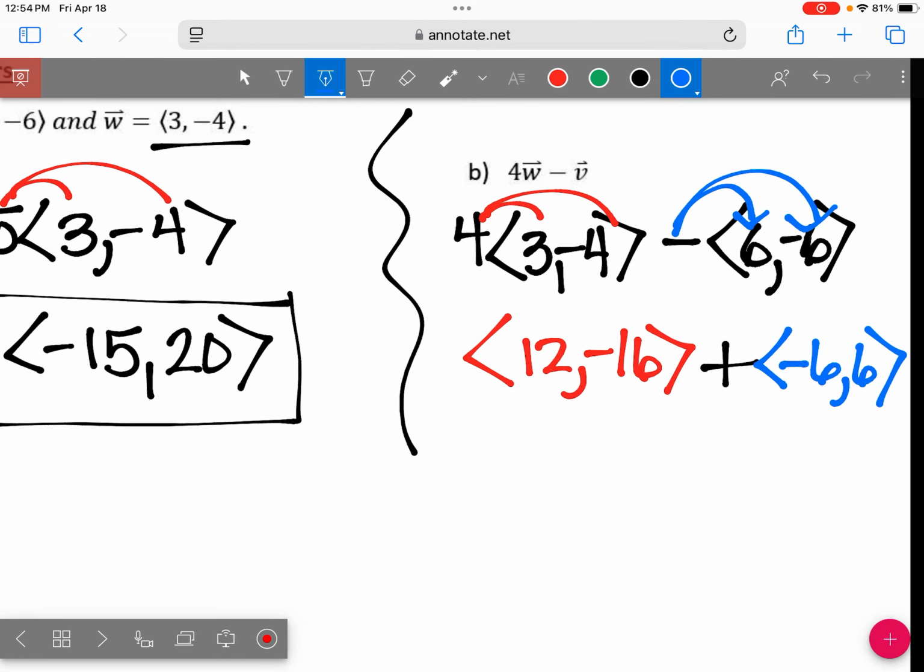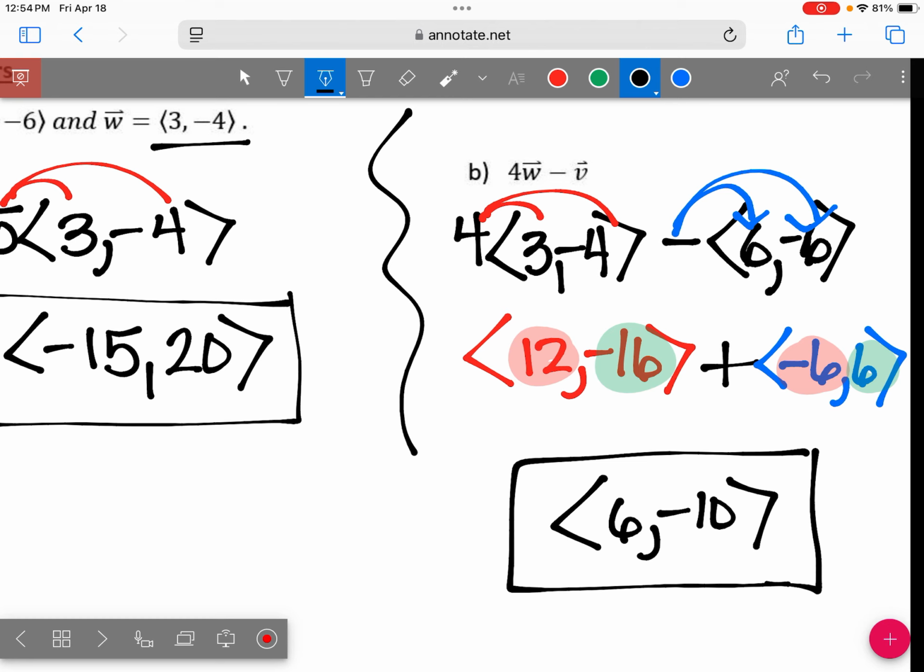So now the last step I'm going to do is add together my components. Remember, the first one is your horizontal, so we're going to add these together. And your second one is your vertical, we're going to add those together. When you're finished doing your operation, you should just have one horizontal component and one vertical component. So my final answer would be 6, -10. That is it. Any questions? I think that 9-4 is very simple.